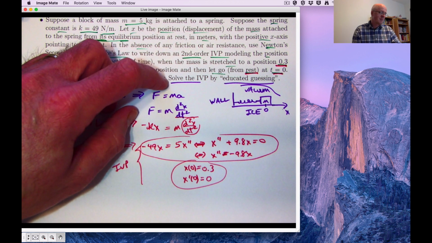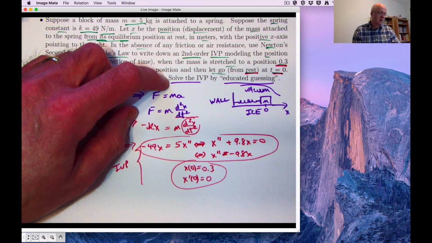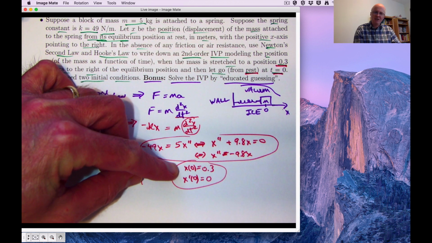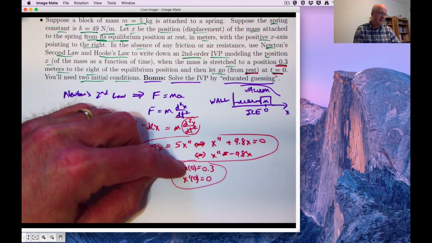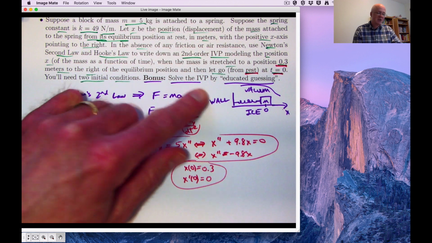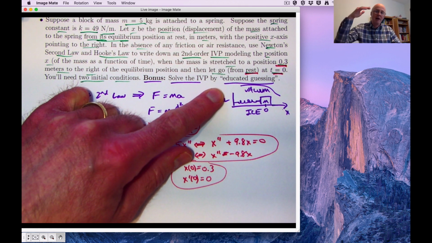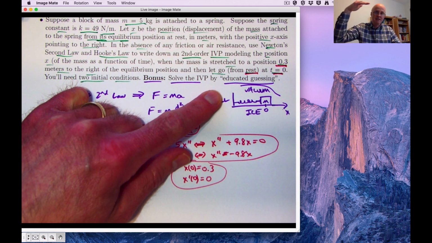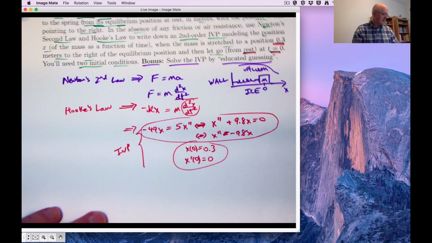So we could guess a sinusoid here for the initial value problem. Guess, say, a times cosine of something times t plus b times sine of something times t. Since the initial position must be the maximum because you're letting it go from rest, and the initial velocity is 0, it makes more sense as an educated guess to just use a cosine, because the graph of cosine starts at its peak and has a slope of 0 at t equals 0. So I'm going to do that.